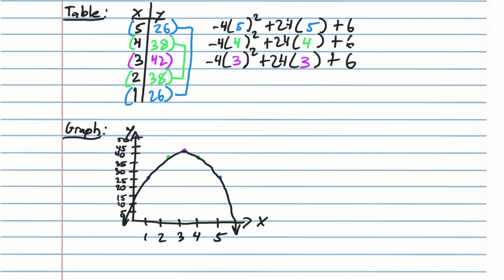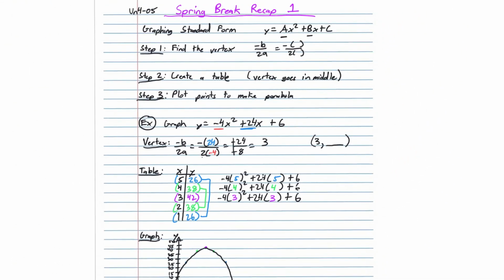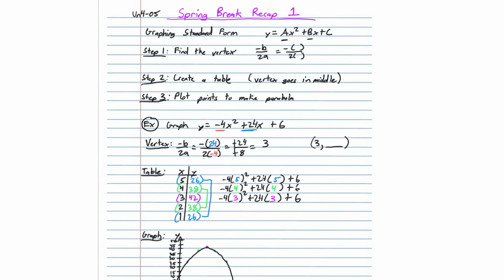Okay. So again, just to quickly recap one more time, 3 steps. Step 1, find the vertex. Step 2, make a table, putting that vertex in the middle. And then step 3 is use those points to make your graph.